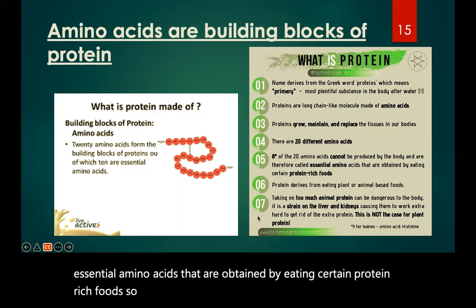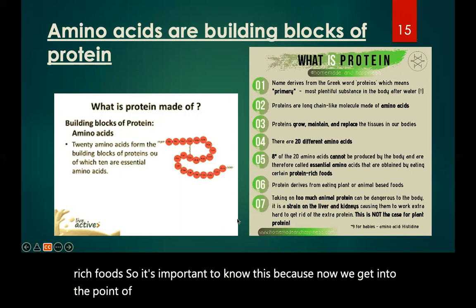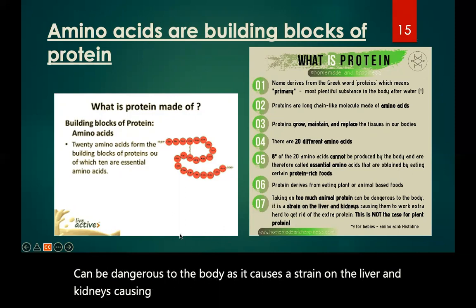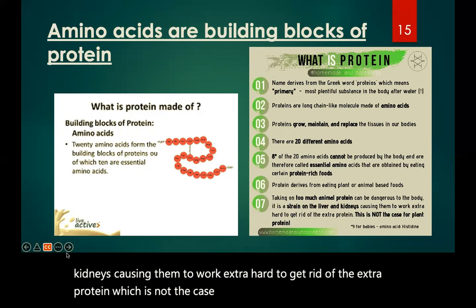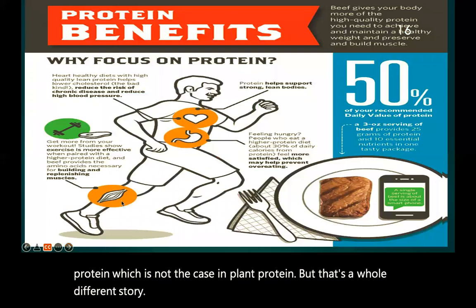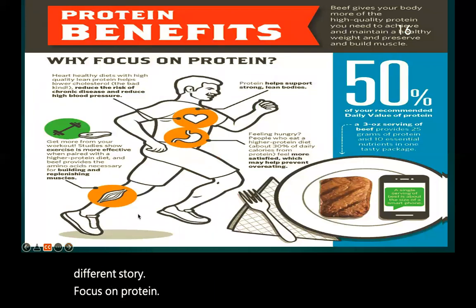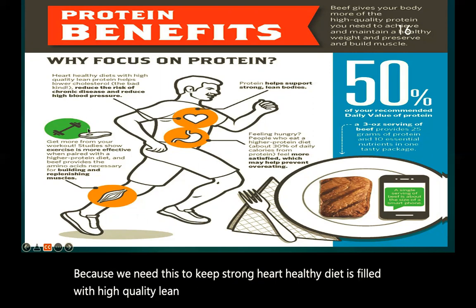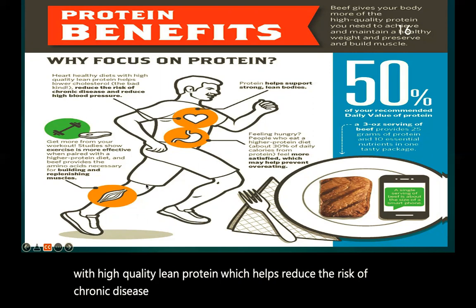So it's important to know this because now we get into the point of nutrition. So keep in mind that too much animal protein can be dangerous to the body as it causes a strain on the liver and kidneys, causing them to work extra hard to get rid of the extra protein, which is not the case in plant protein, but that's a whole different story. So why focus on protein? Because we need this to keep strong. A heart healthy diet is filled with high quality lean protein, which helps reduce the risk of chronic disease and obviously the reduction of blood pressure.